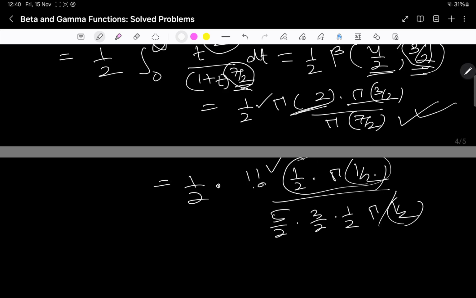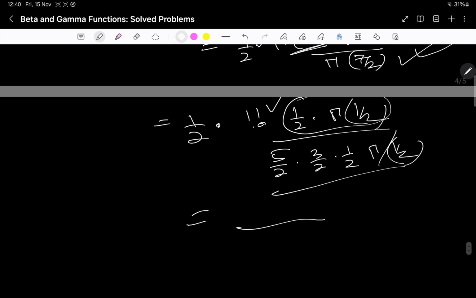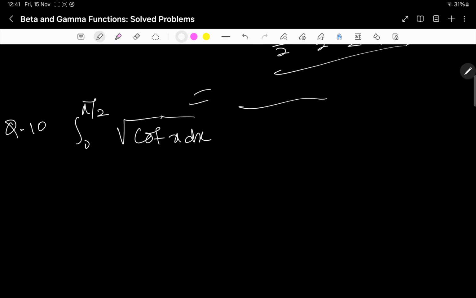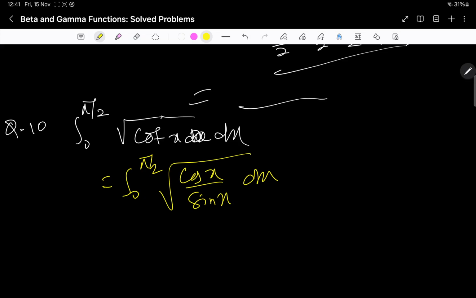3 by 2 is half gamma half, and divided by this, and you simplify it to get the answer. Coming to one more problem. Suppose one problem is integral 0 to pi by 2 root over of cot x dx. Okay, so this will be 0 to pi by 2, cot is cos by sine, cos x by sin x dx. So this is equal to 0 to pi by 2 cos to the power half x into sin to the power minus half x dx.